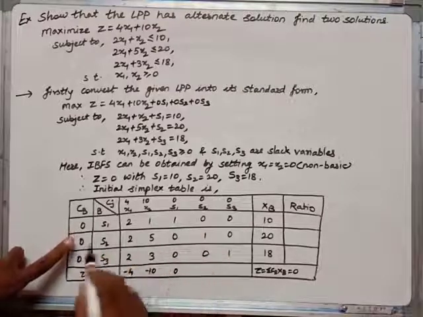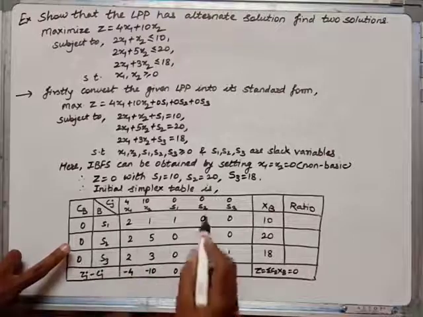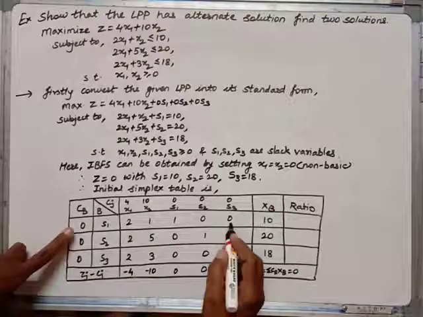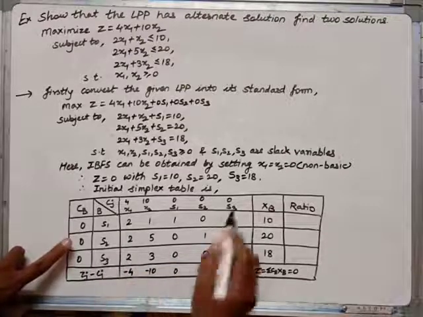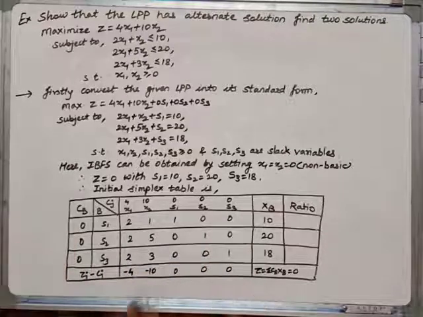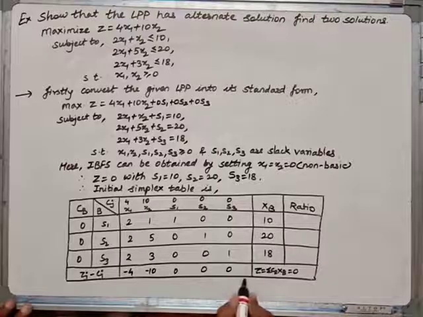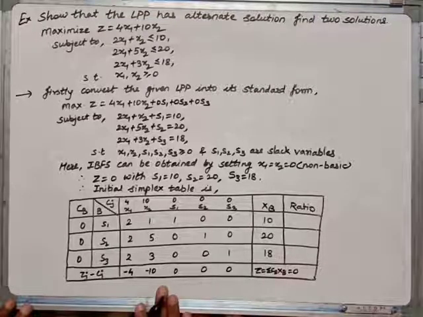0 into 0, 0 plus 1 into 0, 0 plus 0 into 0, 0 minus 0. So I get 0. This 0 into 0, 0 plus 0 into 0, 0 plus 1 into 0, 0 minus 0. I get 0. Now, not all Zj minus Cj are greater or equal 0. Now, this is not an optimal solution.